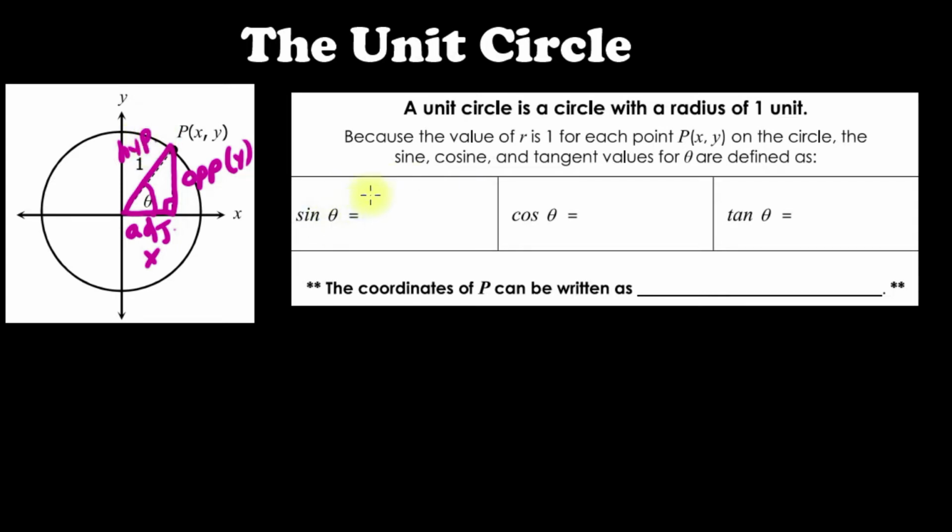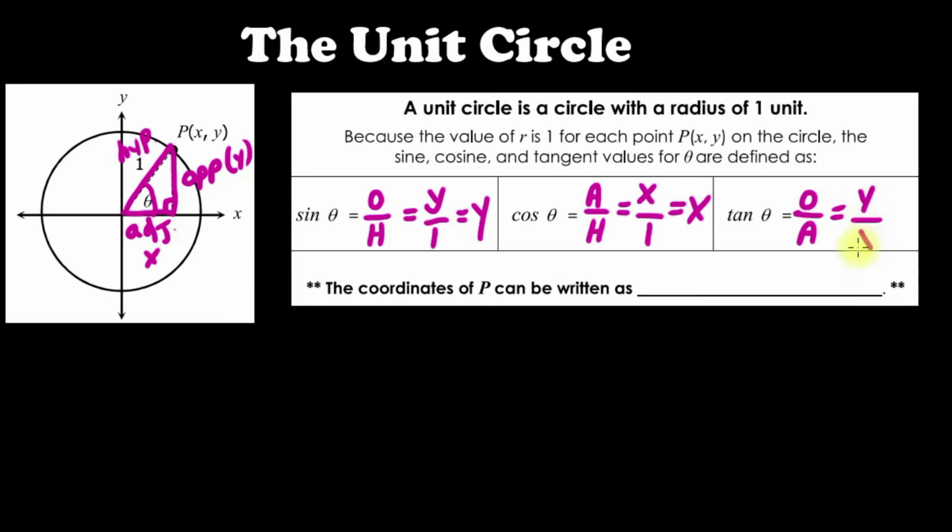So sine theta, we know, is opposite over hypotenuse. The opposite is the y, and the hypotenuse is 1, so that comes out to y. So sine theta is your y. Now, cosine theta is adjacent over hypotenuse. That's x over 1, which turns into an x. So cosine theta is the x, and tangent theta is opposite over adjacent, which is the y over the x.